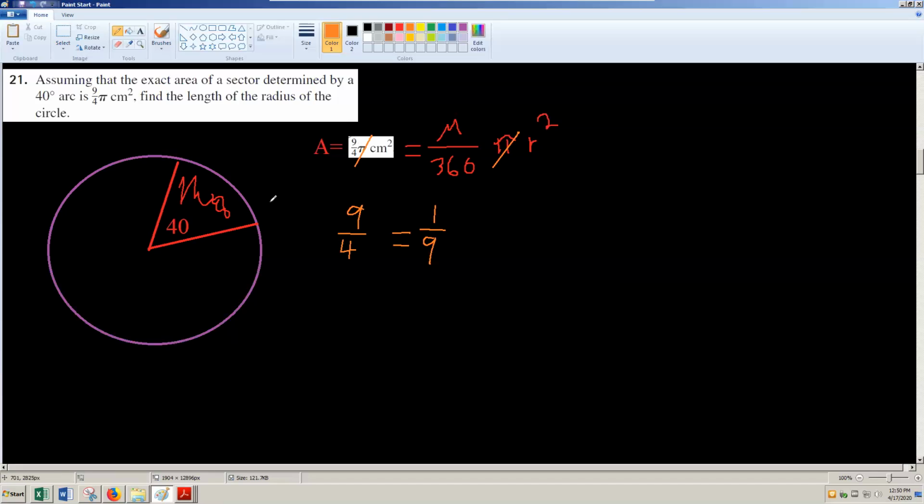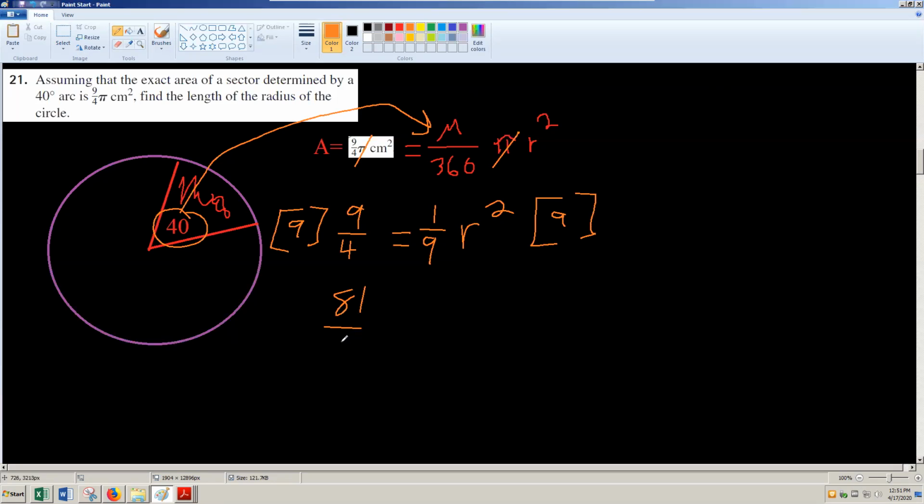So again, this 40 is being plugged in right here. 40 over 360 just simplifies to 1/9. And this is r squared. I'm going to multiply both sides by 9. So I multiply by 9 over here, I multiply by 9 over here. So I get 81 over 4 equals r squared.